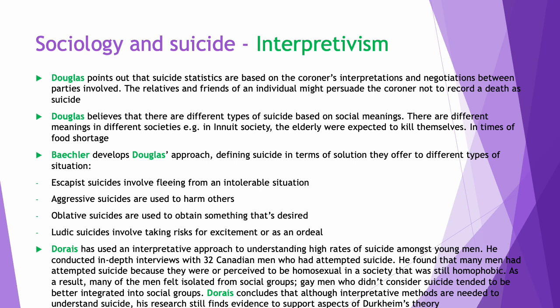Duhaime has used an interpretive approach to understanding high rates of suicide amongst young men. He conducted in-depth interviews with 32 Canadian men who'd attempted suicide. He found that many men had attempted suicide because they were perceived or actually were homosexual in a society that was still homophobic. As a result, many of the men felt isolated from social groups. Gay men who didn't consider suicide tended to be better integrated into social groups. He concluded that although interpretive methods are needed to understand suicide, his research still finds evidence to support aspects of Durkheim's theory.